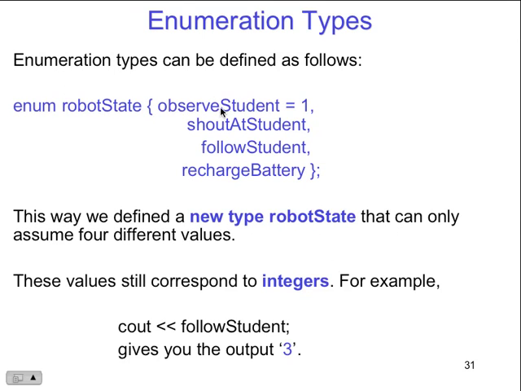So we have enumeration types that are defined as, let's say, robot state. Robot state is equal to observe student, which is equal to 1, shout at student, follow student, recharge batteries. We call it, and this is our first user-defined type. And so now we're creating our own types.